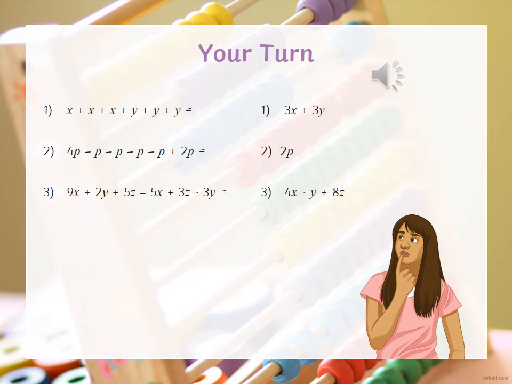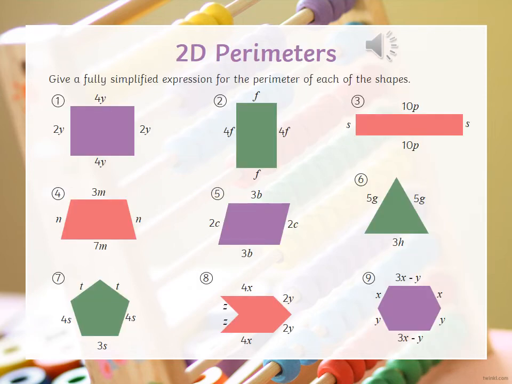Now it's your turn. You have 3 questions. You have to simplify them. Give a fully simplified expression for the perimeter of each of the shapes. The first one, we have a rectangle. The length of the rectangle is 4y and the width is 2y. To find the perimeter of a rectangle, we will add them all together. Since we have the same variable, we will add only the coefficients. So 4 plus 2 plus 4 plus 2, which is equal to 10y.